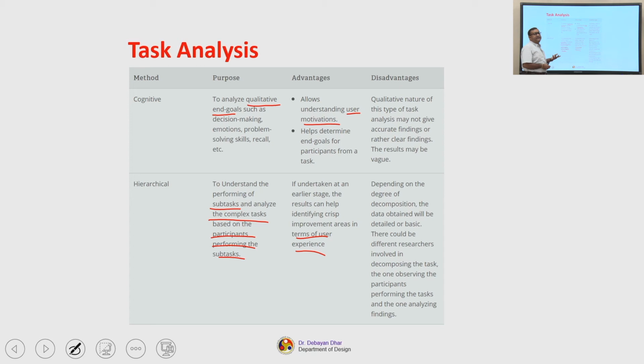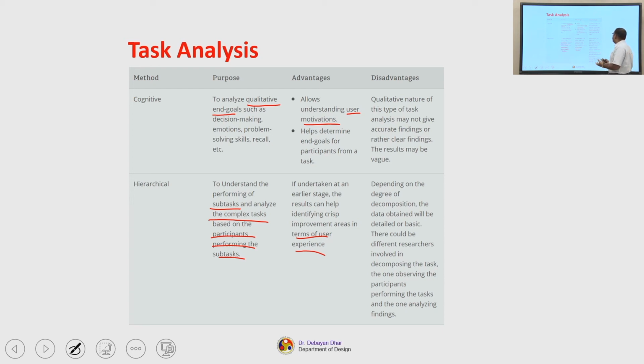Some of the disadvantages for cognitive task analysis is that the qualitative nature of this type of task analysis may not give accurate findings or rather clear findings. So, the results can be really vague. Okay? While in case of hierarchical task analysis, depending on the degree of decomposition, the data obtained will be detailed or basic. So, therefore, if you are not going for a detailed decomposition, the data can be very abstract, the data can be very basic.